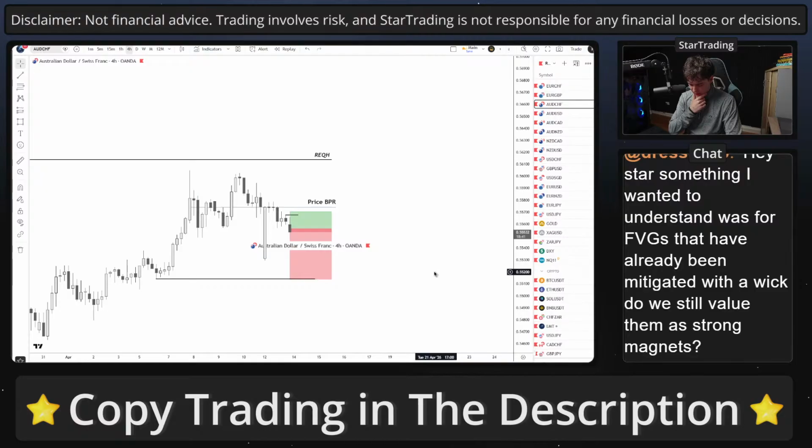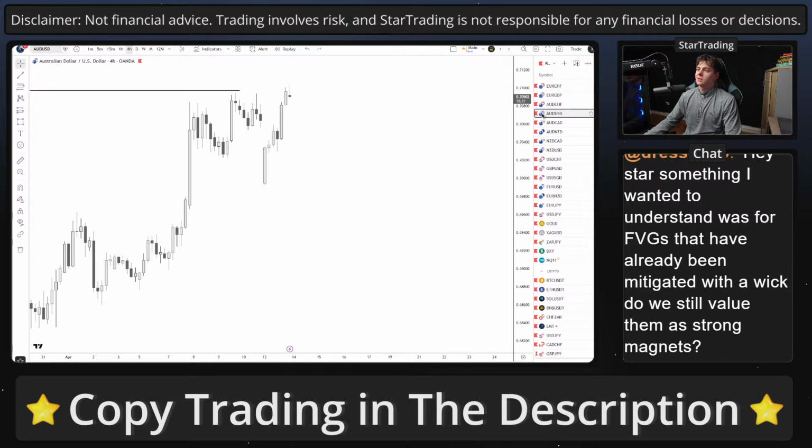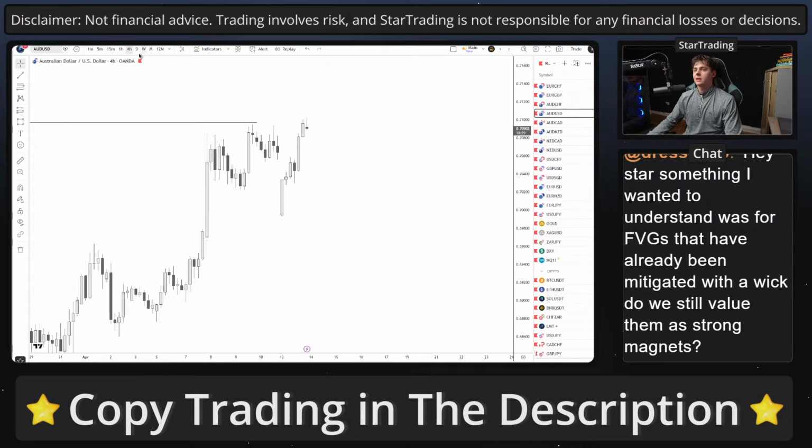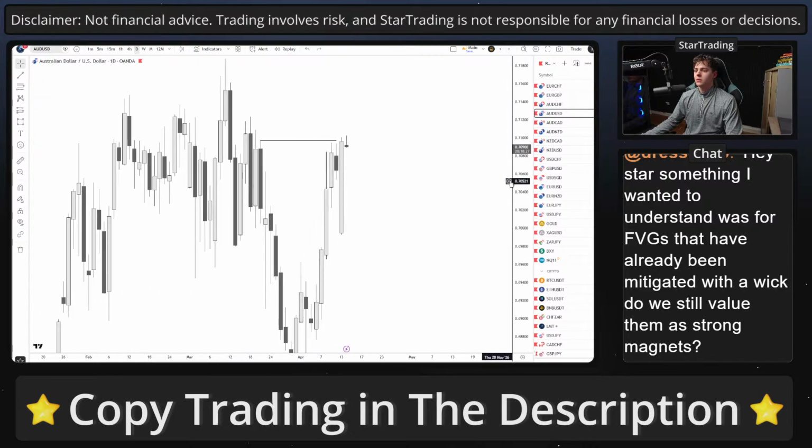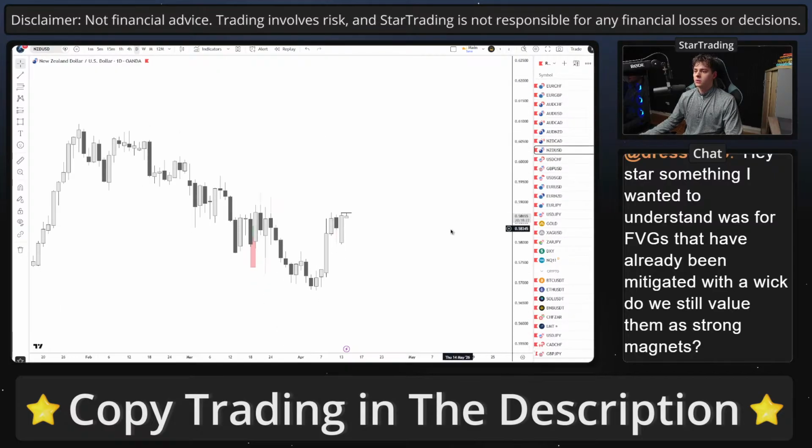Dressboy5 was also saying, hey Star, something I wanted to understand was for FVGs that have already been mitigated with a wick, do we still value them as strong magnets? It depends on the size mostly. As with most of these kinds of questions, I cannot give you a one size fits all solution.